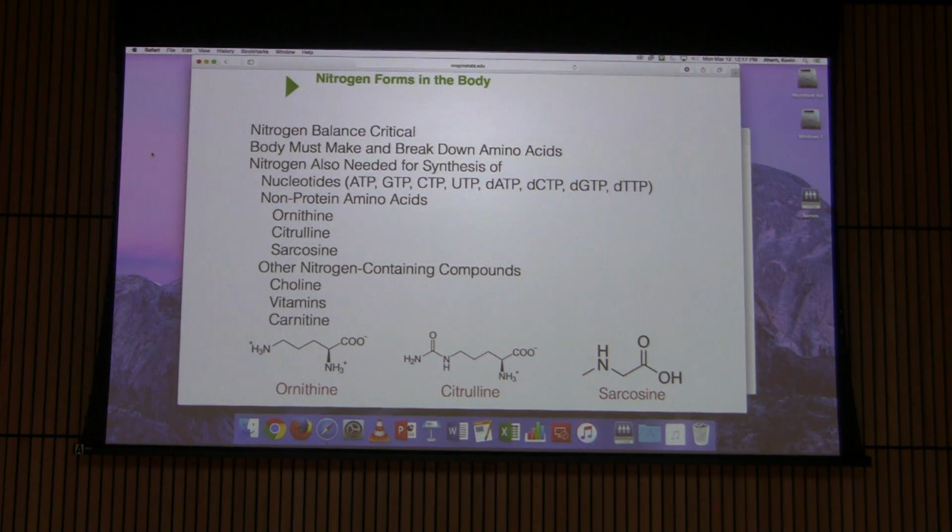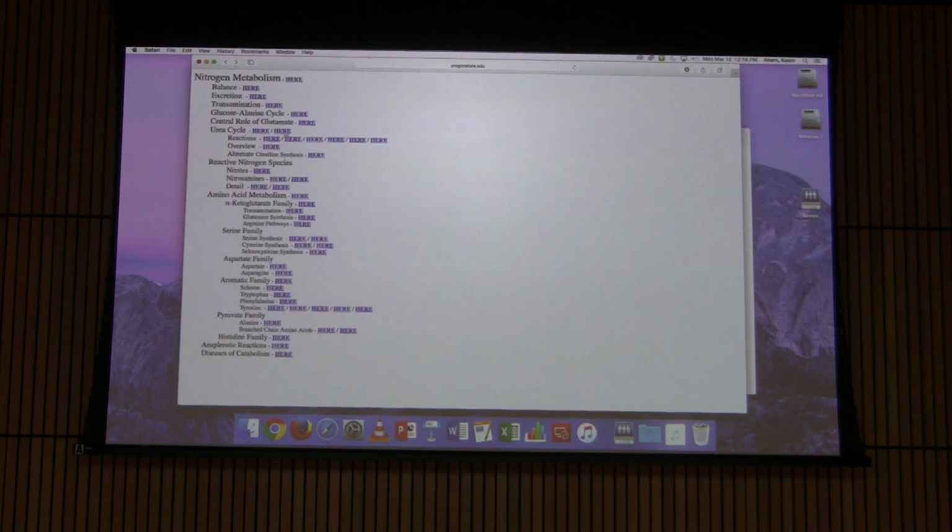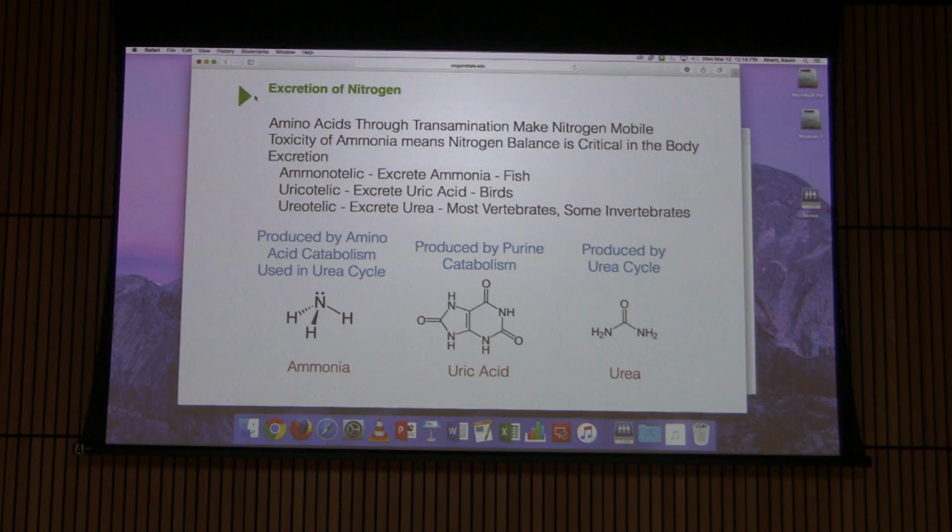Nitrogen, as I noted, is needed for the synthesis of nucleotides. All the different nucleotides that we see here, it's needed for the synthesis of amino acids, and it's needed for the synthesis of non-protein amino acids. We have amino acids in our body that never make it into protein, and these include some of the ones you see here: ornithine, citrulline, and sarcosine. We're going to see both ornithine and citrulline appearing in the urea cycle in just a little bit. And there are other nitrogen-containing compounds that don't appear in proteins either. These include choline, some of the vitamins, and you've already seen carnitine. So, being able to use nitrogen for the purposes of making these molecules is very, very critical for cells.